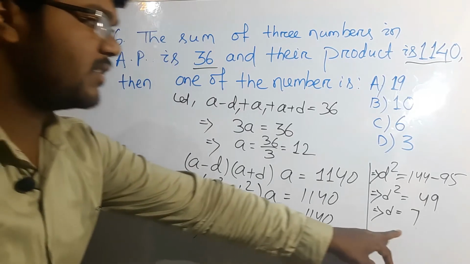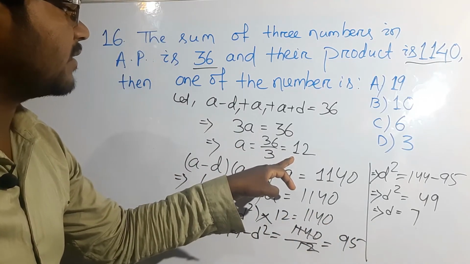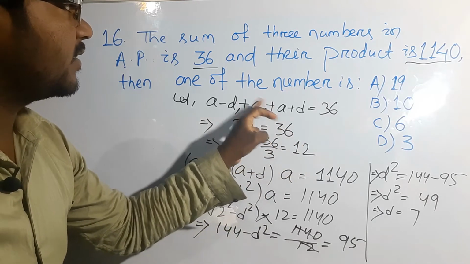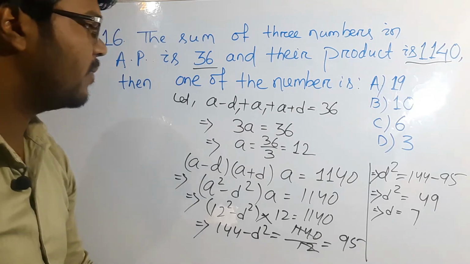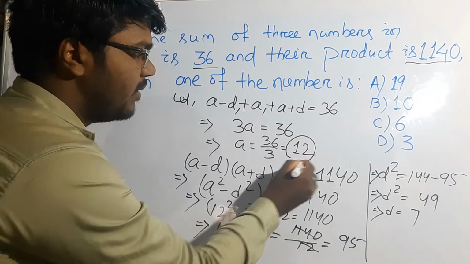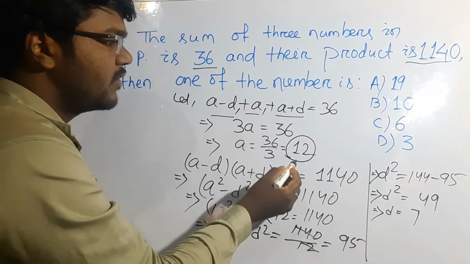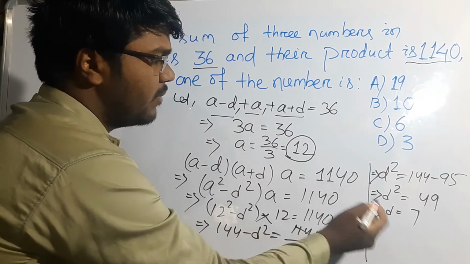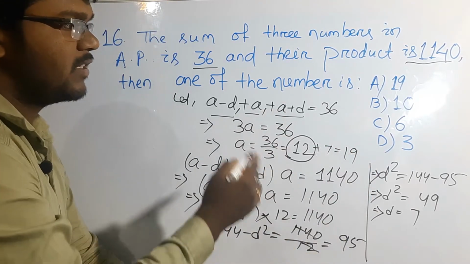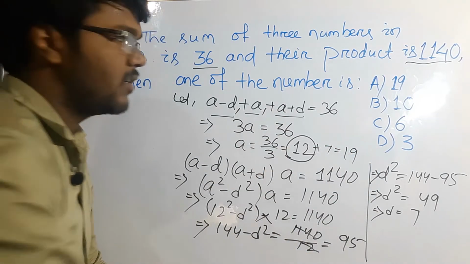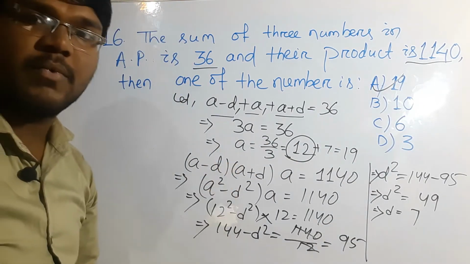Here the difference is 7 and A is 12, and it is asked what will be a number among these. Then which will become the number? Here A is 12. The three numbers are A minus D, A and A plus D. So 12, here D is 7. 12 plus 7 is 19. So from these options, 19 is our correct answer. 19 will be one of the numbers among them.